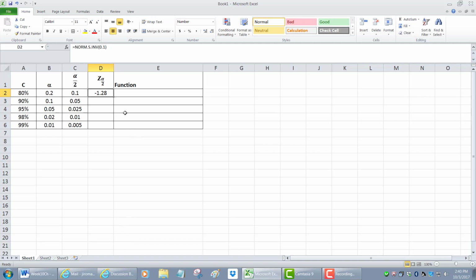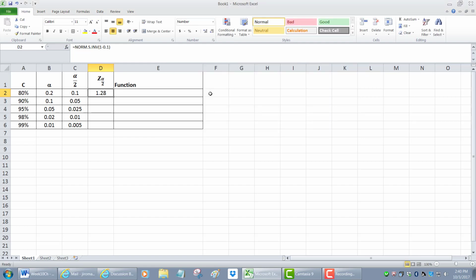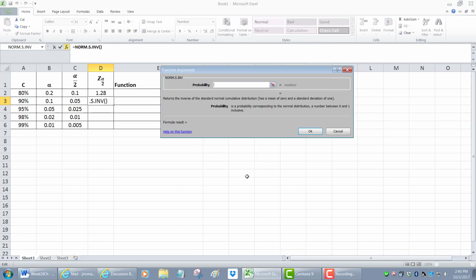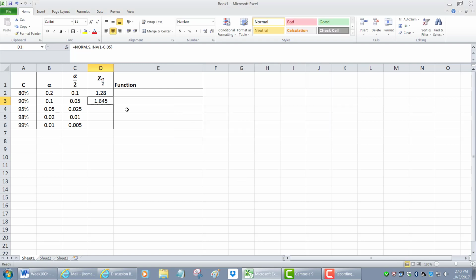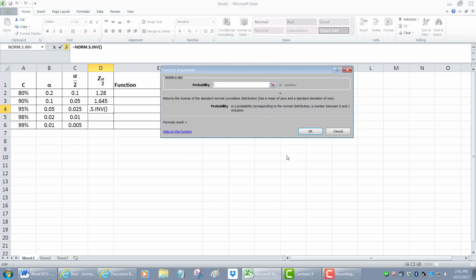So really what I need to do here is come back and say that I really want the z-score that corresponds to 1 minus 0.01. Okay, that's better. And now I'm going to go ahead and do it here. It's going to be the same function, but it'll be 1 minus 0.05. In the case of the 95% confidence interval, it'll be 1 minus 0.025.